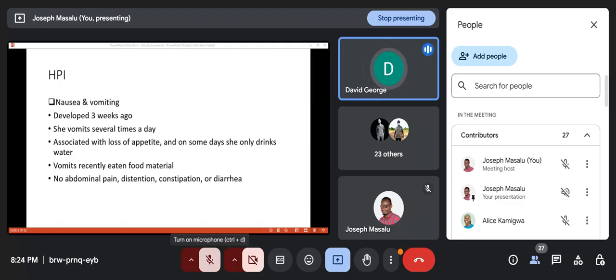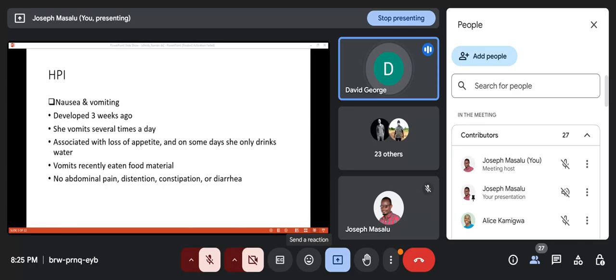But then there is no distension. So when you think about intestinal obstruction, for example, probably not very likely, but it's still possible for someone to have intestinal obstruction and not present with abdominal distension, at least initially. No constipation, no diarrhea. So that's about the local causes in the GIT.